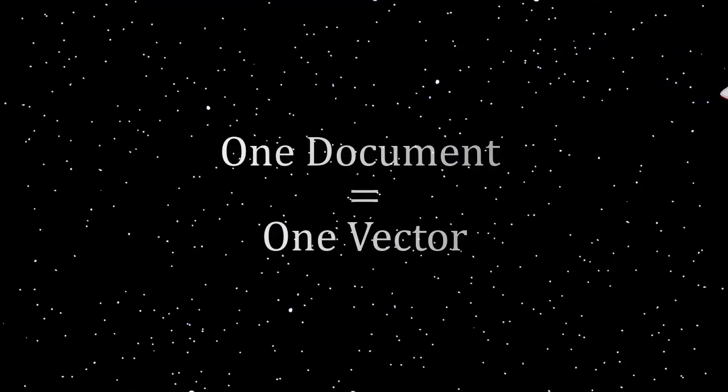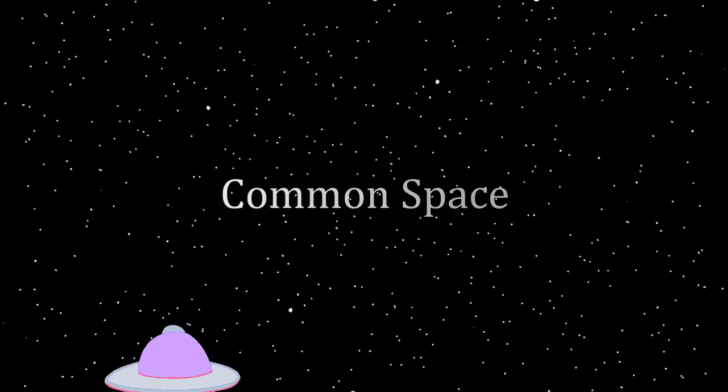In the vector space model, we represent our collection of documents as a set of vectors in a common space. In this model, the vector of a document has one component for each dictionary term. These documents all share a single common space.